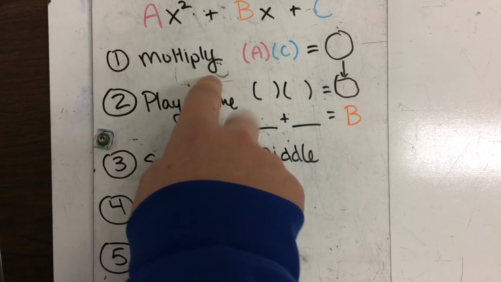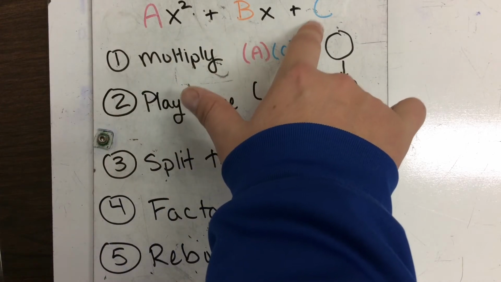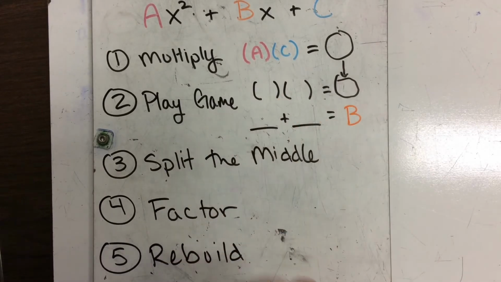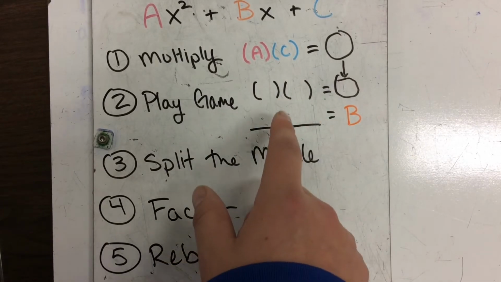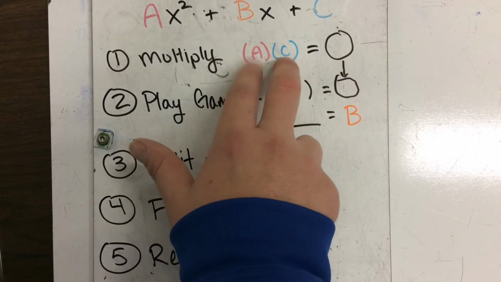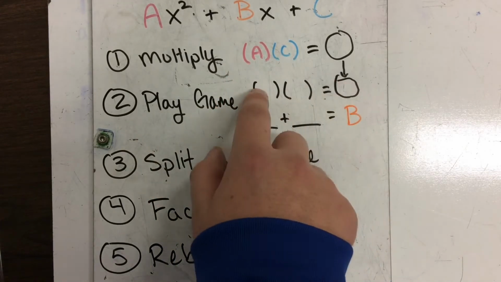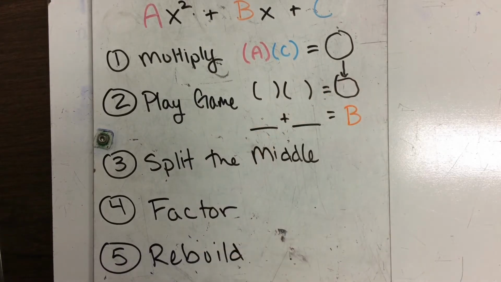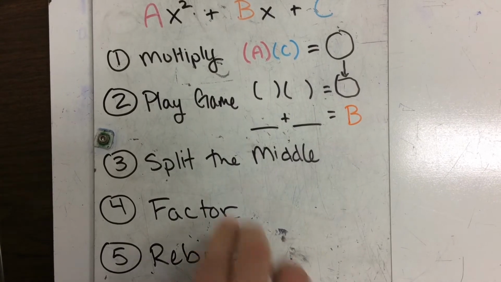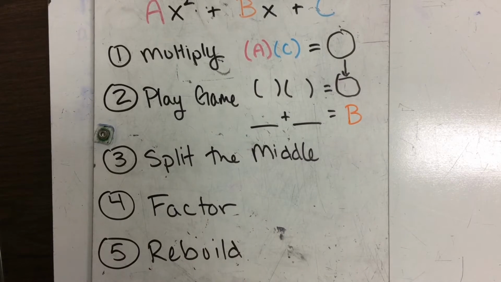It starts by multiplying a and c, so the first term with the x squared and the constant over here. And then we're going to play the game. There's just a little twist on the game. Instead of doing the number that multiplies to the last number, we're now looking at the multiplication of a and c. Okay, so the answer here becomes what we're trying to create two numbers to do a product to. Those two numbers still have to add to b, our middle term. And then we're going to do a thing called split the middle. I'll show you that. Then you factor, and then you rebuild.